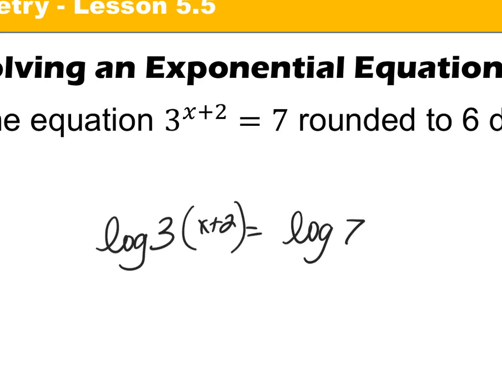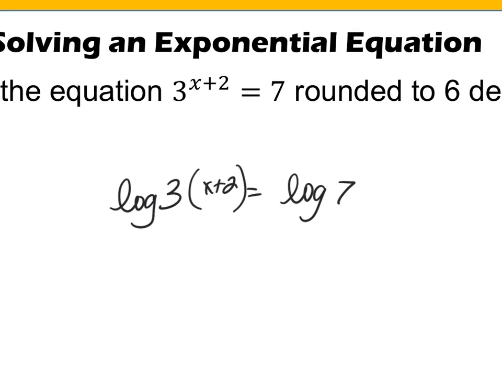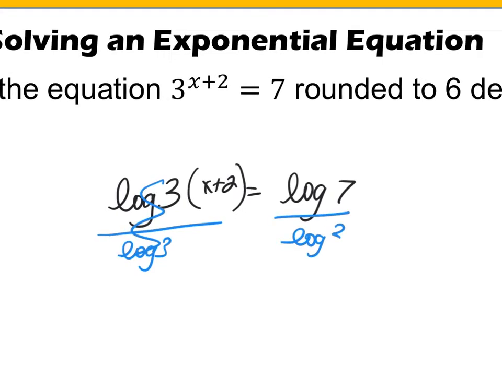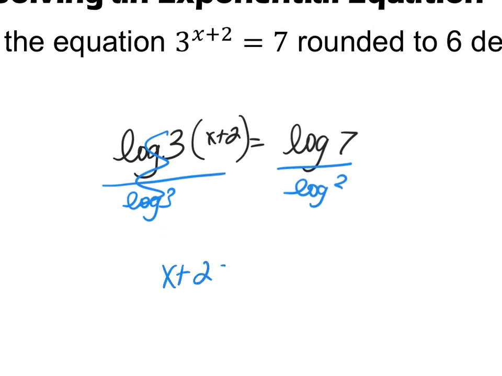So now we're going to get our x all by itself. If I want to get x by itself, what do I do first? Divide both sides by what? 3. Not just 3. Log 3. That's a number. We don't know what it is, but it's a number. So I have x plus 2 equals. Now, you can do this part in your calculator, or you can wait. You can do it at the end.